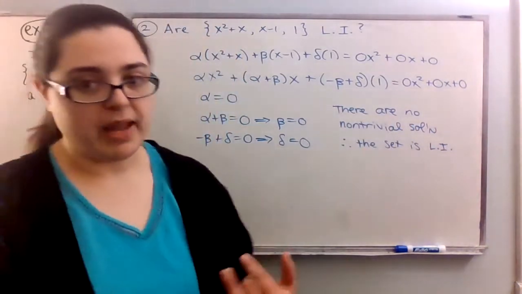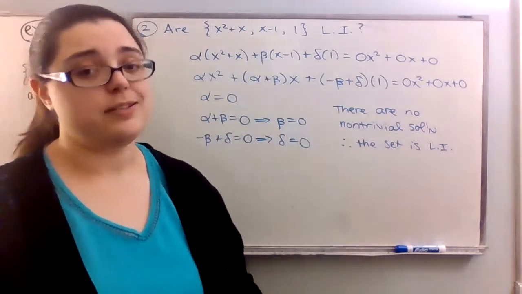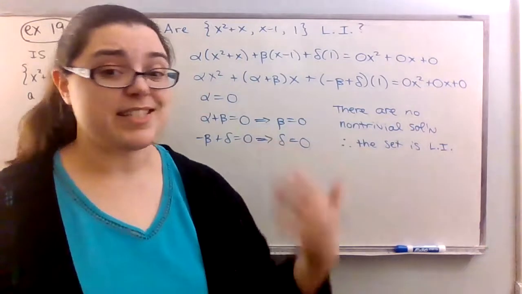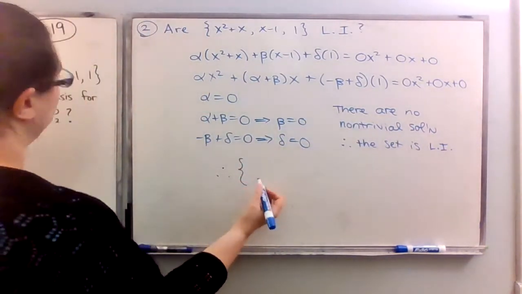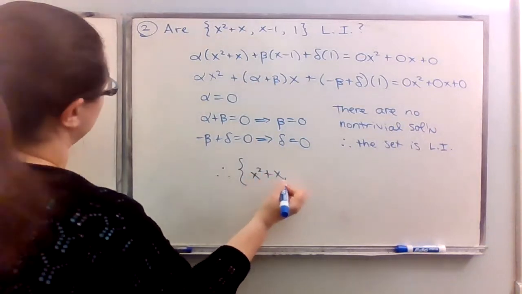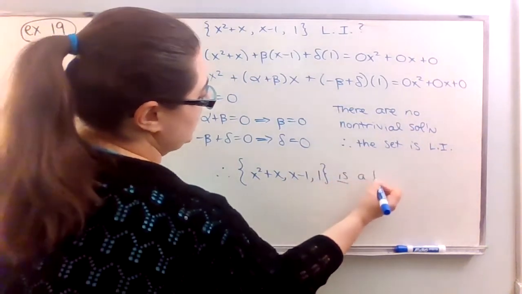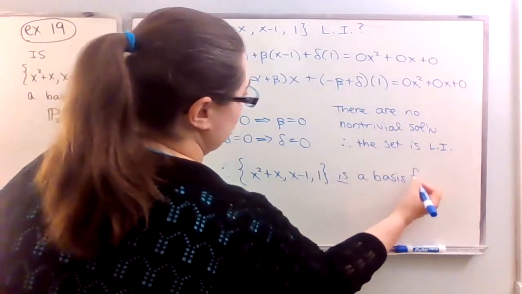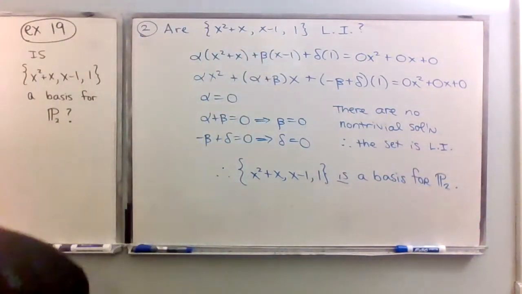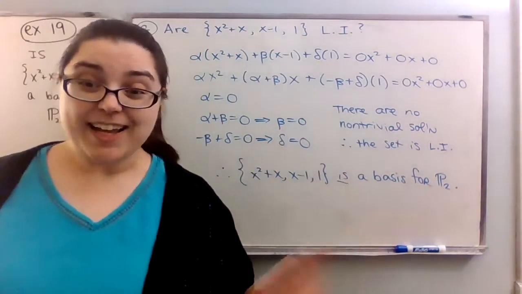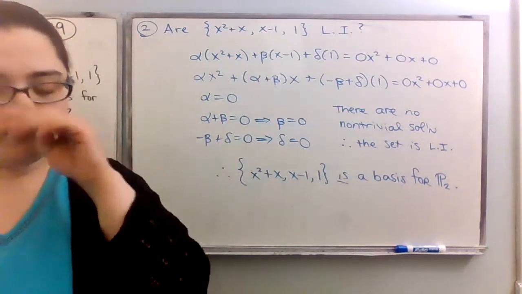So we saw that the span was the space we needed it to be, and that the vectors are linearly independent. So we don't have any redundancies built into the set. So therefore, this set, x squared plus x, x minus 1, and 1 is a basis for P2. Hooray! We found a basis. And it only took us 2 whole boards worth. It's great.